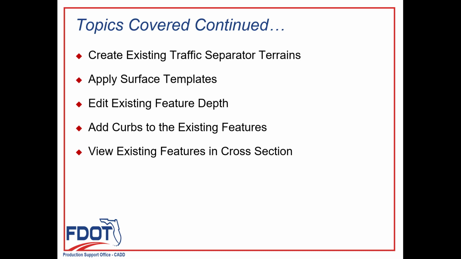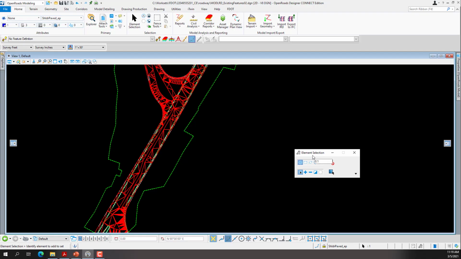Topics covered continue. Today we'll create existing traffic separator terrains, apply surface templates, edit the existing feature depth, add curbs to the existing features, and view the existing features in a cross-section. If you remember, we had our surfaces for the shoulders and pavement that we've created. So we're going to start at exercise 1.6. Starting in exercise 1.6, create existing traffic separator terrains.